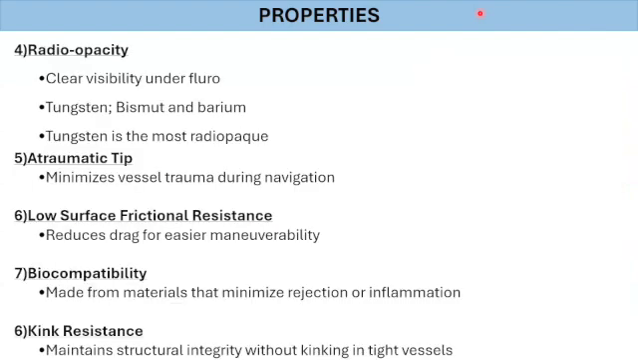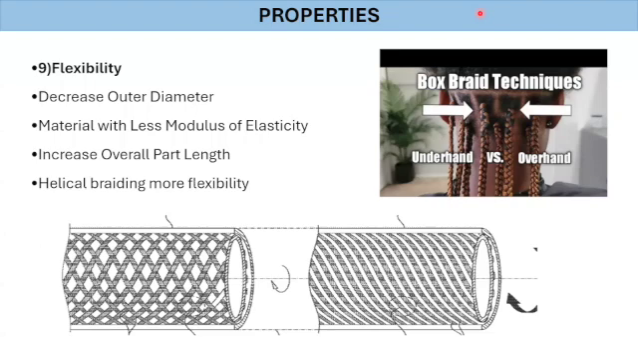Radio opacity: tungsten is the most radio opaque and is used in most of the catheters. They are made with an atraumatic tip, have low surface frictional resistance, are biocompatible, and kink resistant. For kink resistance, remember nitinol braiding is kink resistant and steel braiding is not kink resistant. Flexibility. The flexibility comes from the nature of the braiding. Helical braidings are more flexible.